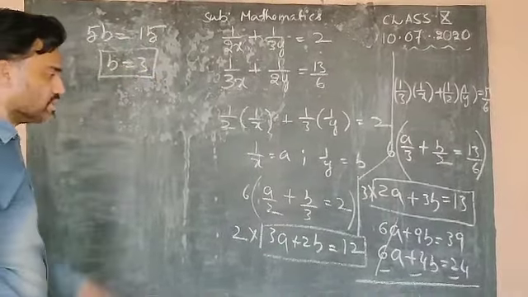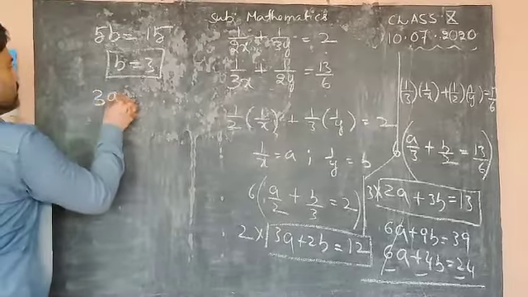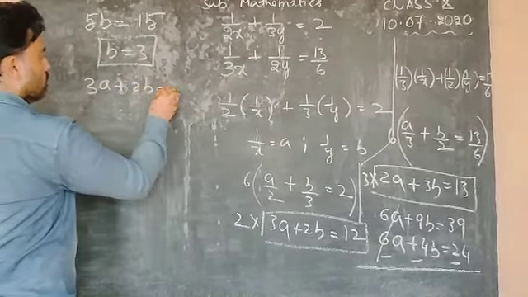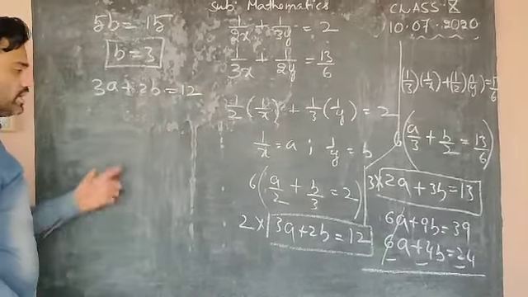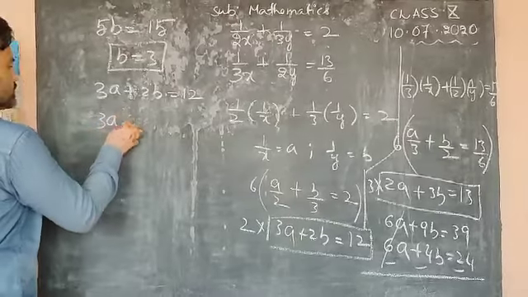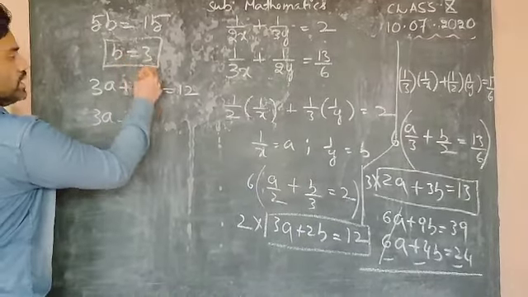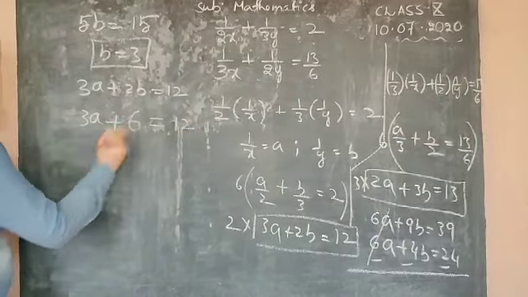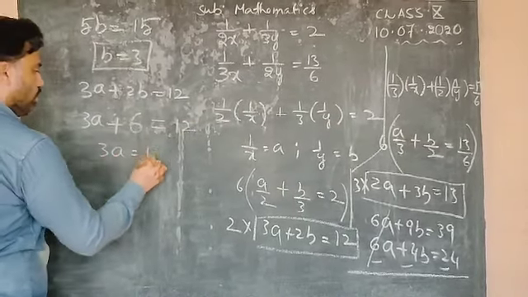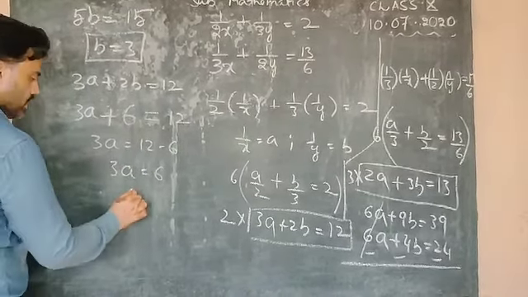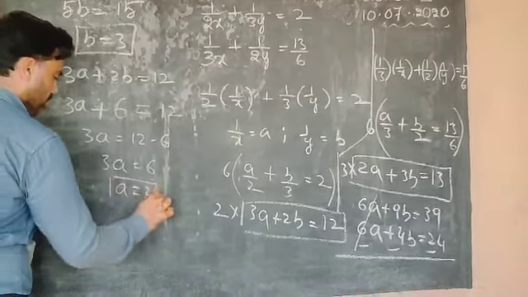Now let us take the first equation: 3a plus 2b is equal to 12. 3a means 3a as it is. 2b, 2 into 3, that is 6, equals 12. Now 3a is equal to 12 minus 6. 3a is equal to what now? 6. So a is equal to 2.